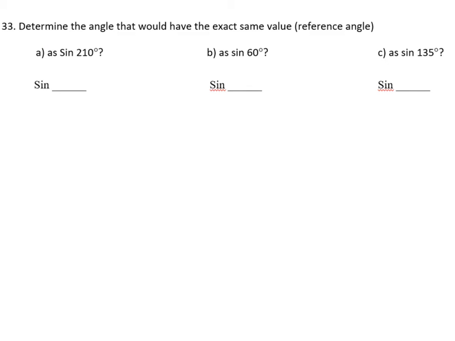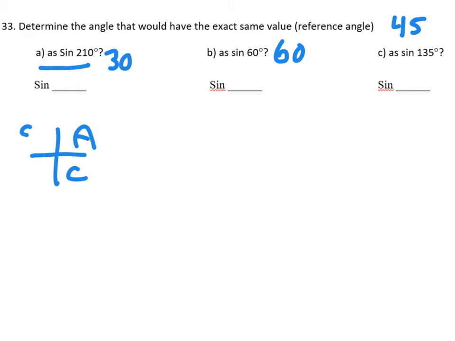Alright, in this case, we have to figure out the reference angle. The reference angle of this is 30. This is 60. This one's 45. Reference angle is the distance to the x-axis. Next thing we have to determine is whether the original value was positive or not.